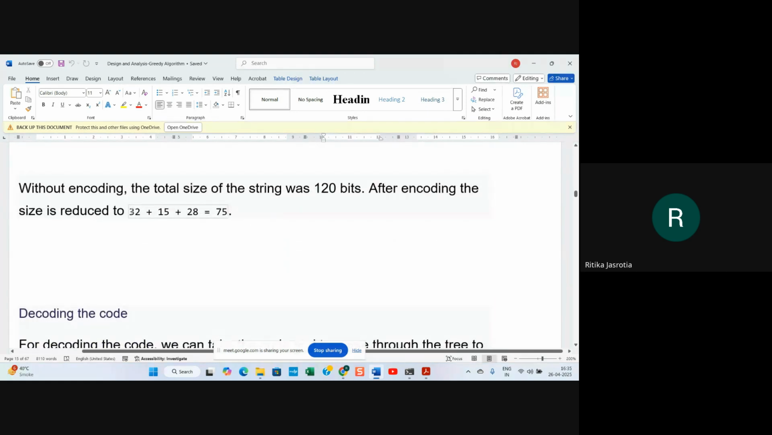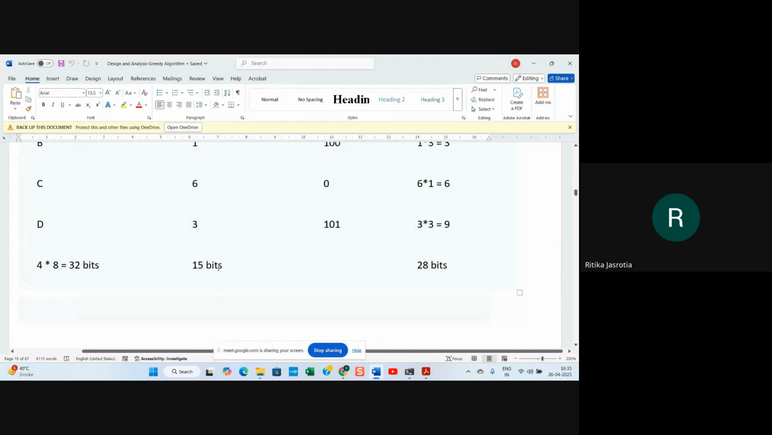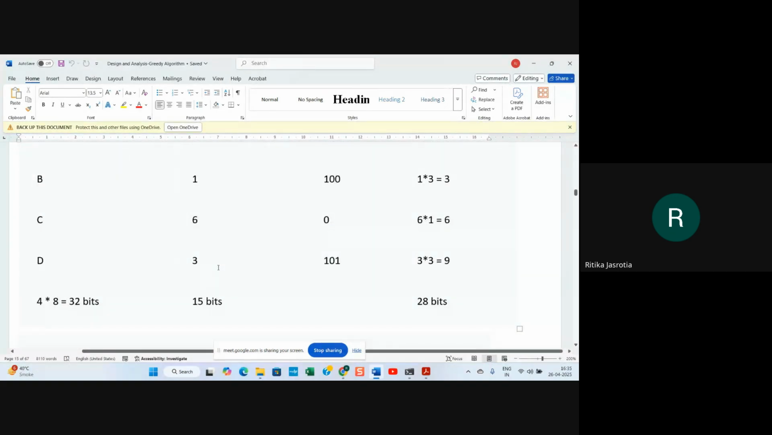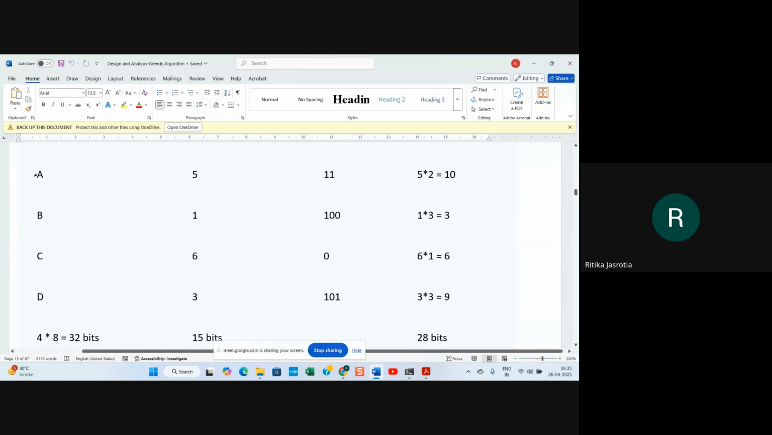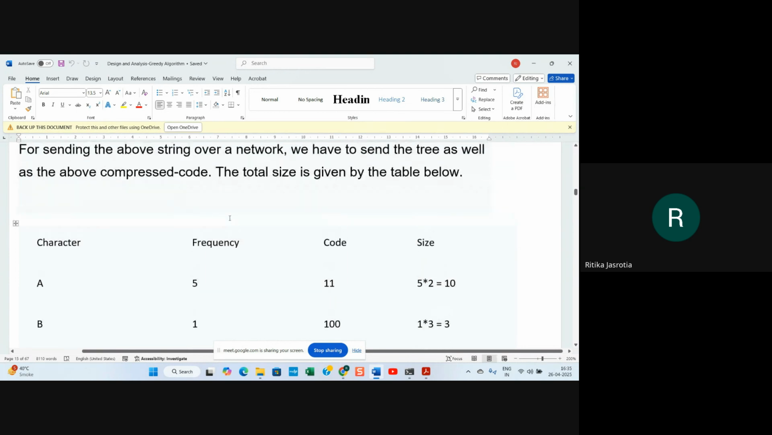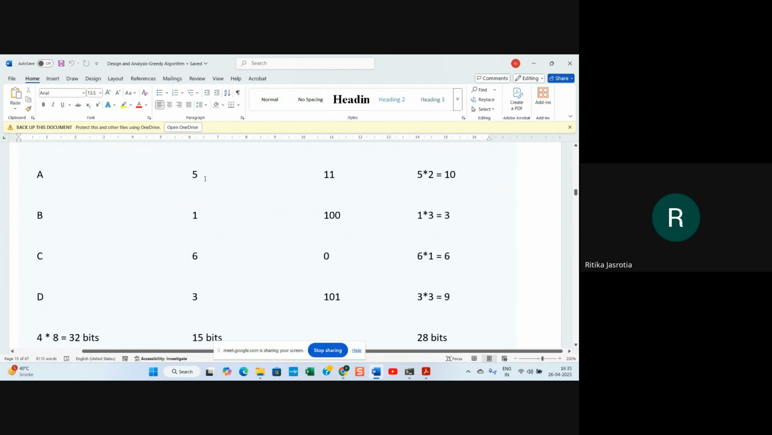This one they are talking about. So there were 4 characters, 8 bits each, which will be 32 bits. Then the frequencies 5 and 6 is 11, 12, 34, 15.